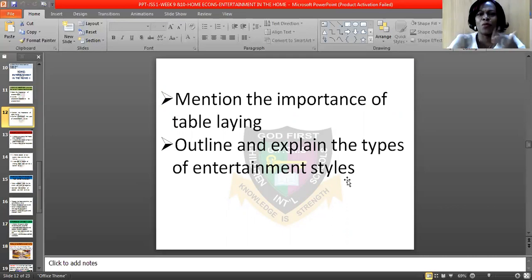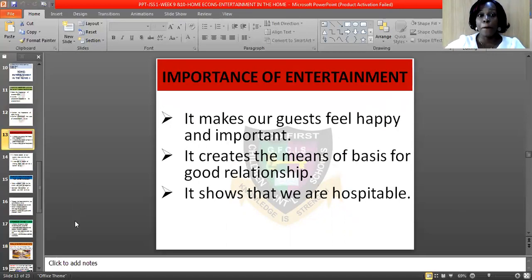Why is it that we need to lay our table or set our table? Do you understand? We need to know it in this particular week 10 topic, and you'll be able to outline and explain the types of entertainment styles. We have different styles in entertainment. In this one, we need to see all these things. Is that taken? All right, let's quickly look at the importance of entertainment.